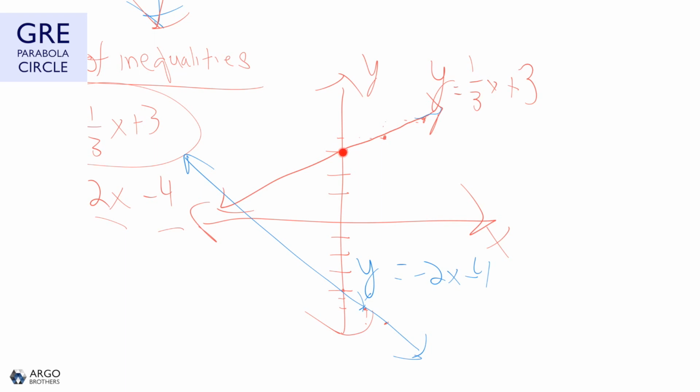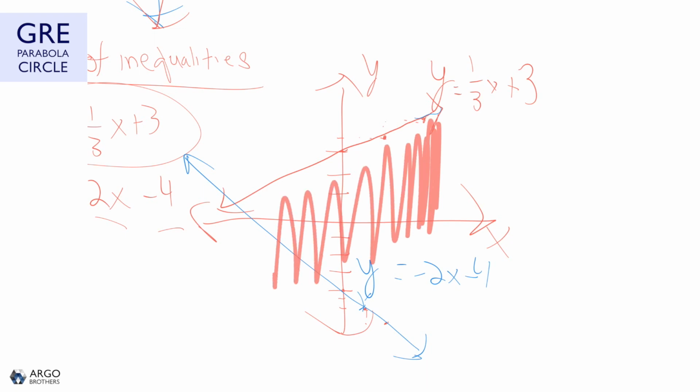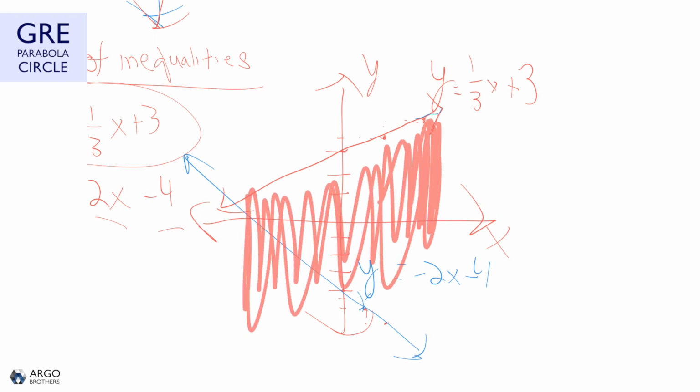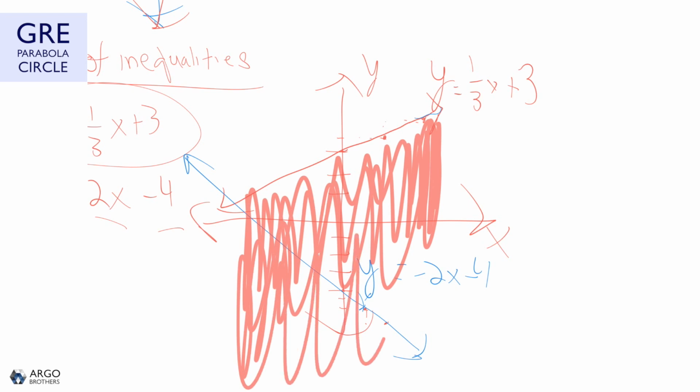Because if we're at this y value, it is less than that. If we're at this y value, these y values are less than that, and so on. So all the y values that are less are below it. So let's graph that. What I mean is, let's shade it in. Let's shade in that region that's less than this y, and we'll shade it in red since the line is red. So we have this. This is the whole region where y is less than 1/3 x plus 3.